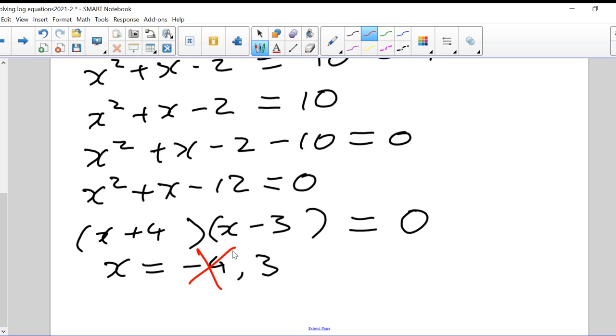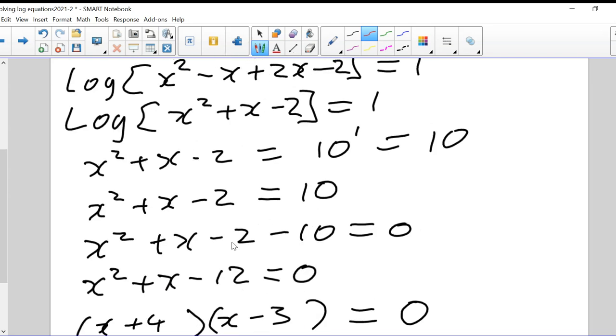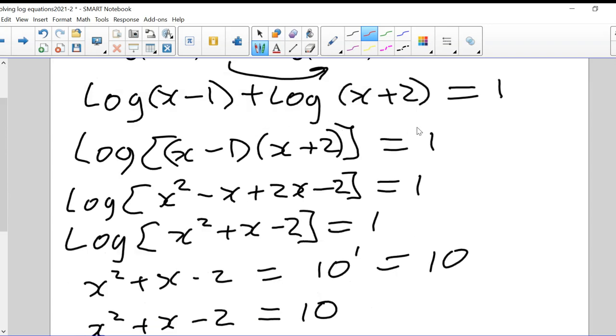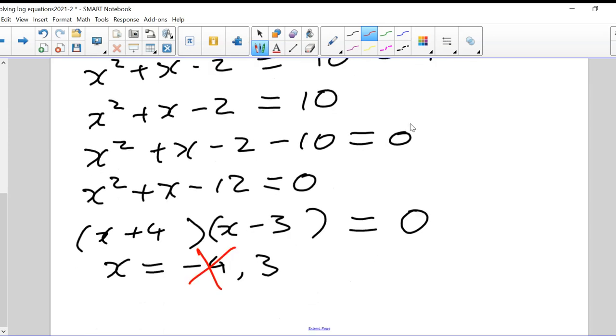Can't work. How about the 3? Let's see if the 3 is any good. I'm going to have 3 minus 1. Oh, that's okay. I'm going to have 3 plus 2. Oh, that's okay as well. So guess what? The answer is that, let me put that in black actually. The answer is that x is equal to 3, and in brackets I'm going to say minus 4 is extraneous.